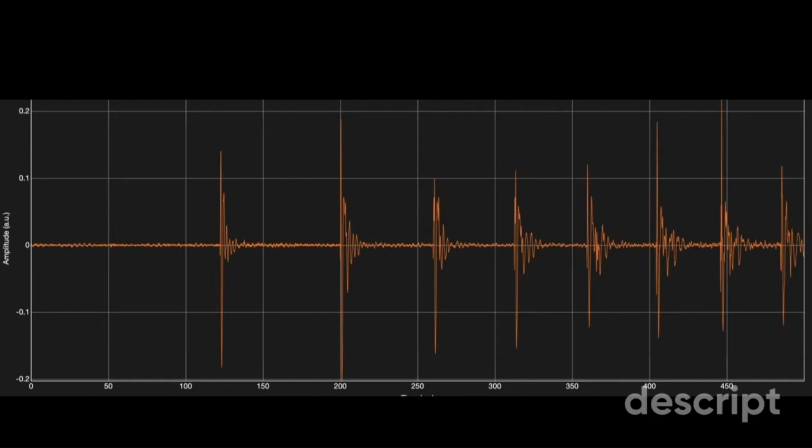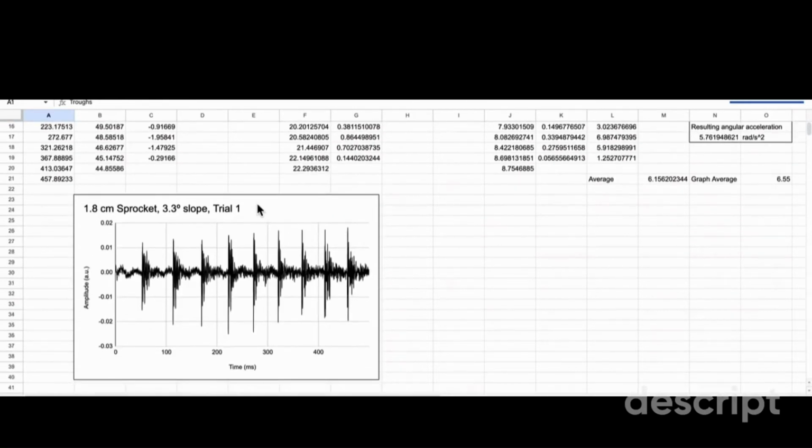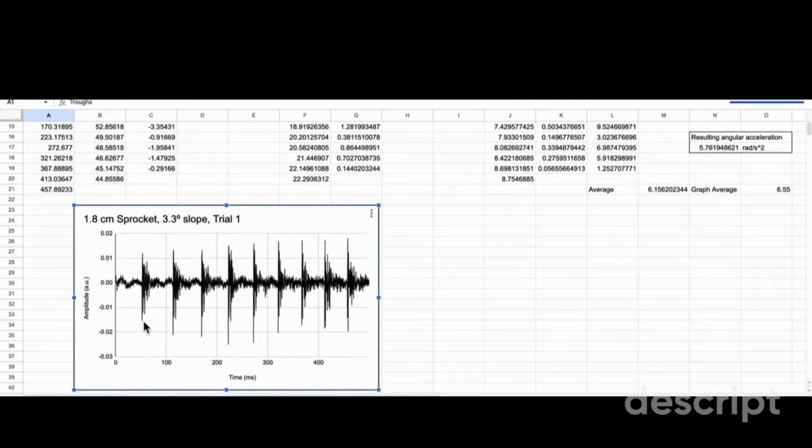To start with the physics, notice that in each dataset there are peaks and troughs for each recording. To calculate the angular acceleration of this sprocket, record each of those times. For example, this peak is at 122.75 milliseconds. You will end up with something like this. So this is one of the trials that was made. Here you can clearly see the troughs and some of the peaks as well.